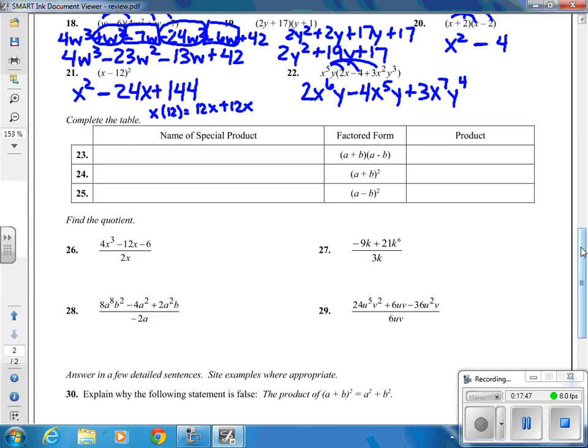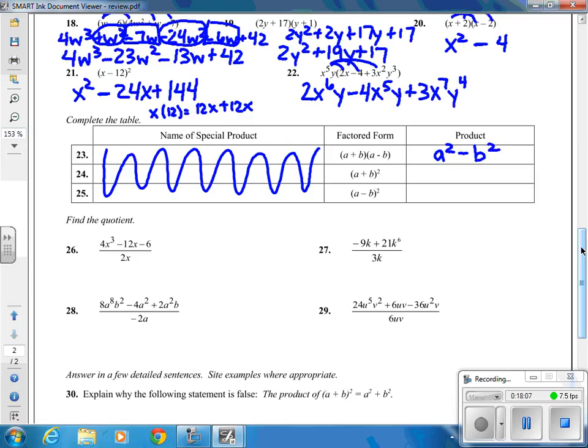All right, for 23 to 25, right, you may cross through the name of the special product. It's not so important that you know the names of them as it is knowing what their product comes out being. And if you use FOIL for each one of these, this is the memory tricks that we were talking about before. So if you have a plus b times a minus b, you will end up with a squared minus b squared in your final answer, right?